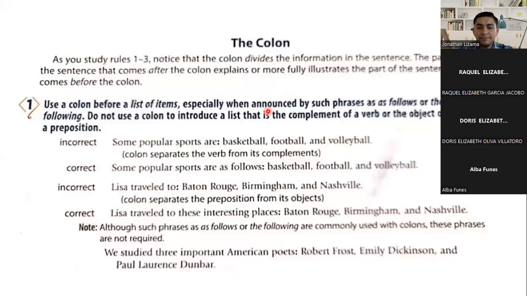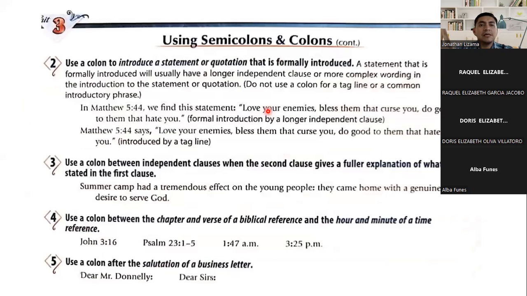Okay, let me see. That's it. Now this one. This is just a summary. Use a colon to introduce a statement or quotation that is formally introduced. Vamos a utilizar dos puntos para insertar ideas que alguien más dijo o afirmaciones de manera formal. A statement that is formally introduced will usually have a longer dependent clause or more complex wording in the introduction to the statement or quotation.